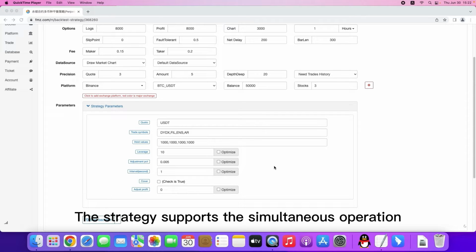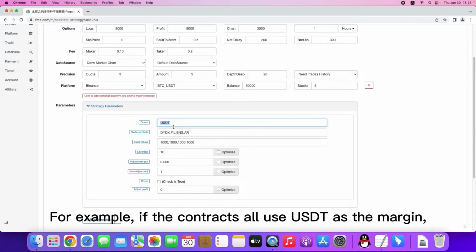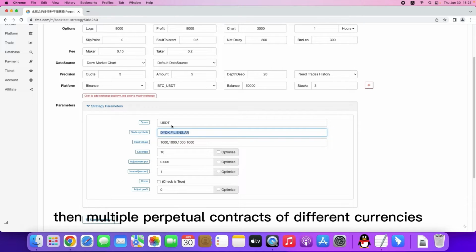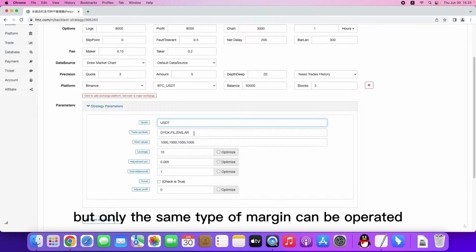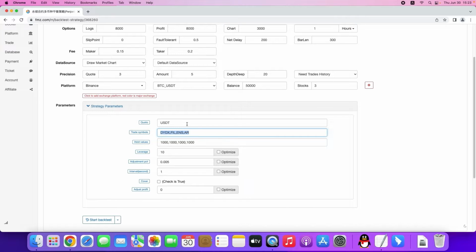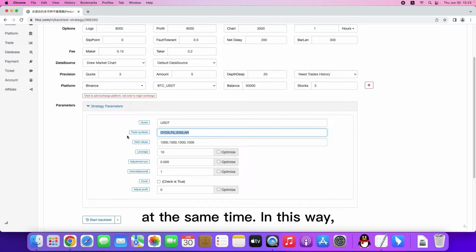The strategy supports the simultaneous operation of multiple contract types of the same margin. For example, if the contracts are all USDT as the margin, then multiple perpetual contracts of different currencies can be operated at the same time, but only the same type of margin can be operated at the same time. It is not possible to operate USDT and BUSD margin contracts at the same time. In this way, a lot of accounts can be saved. That is to say, a multi-currency strategy can be run with one account.